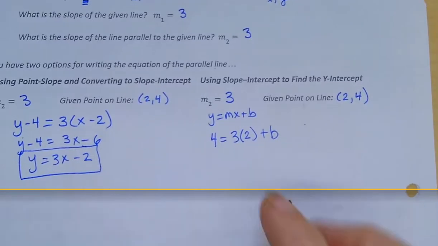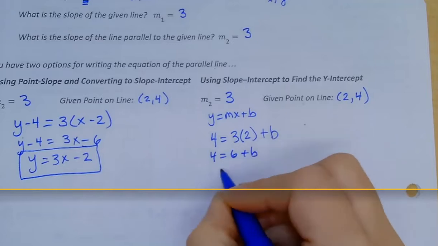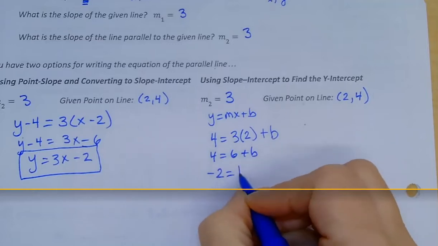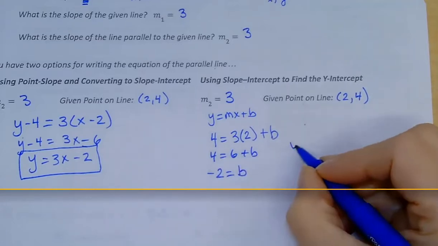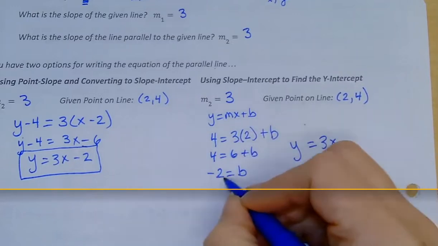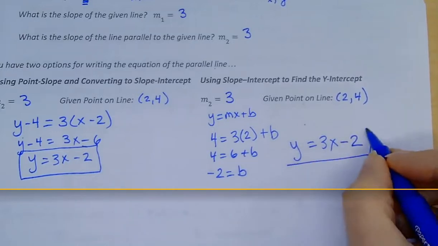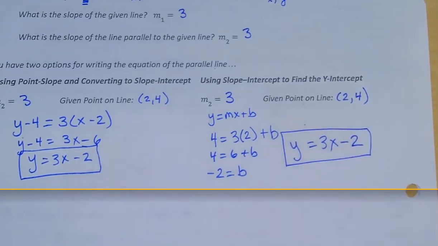All right, if I want to solve for b, I'm just going to solve this equation. 4 equals 6 plus b. Subtract 6 from each side, so negative 2 equals b. I now know y equals 3x plus b is really 3x minus 2. And you can see I solved a different way, but I got the same exact equation.